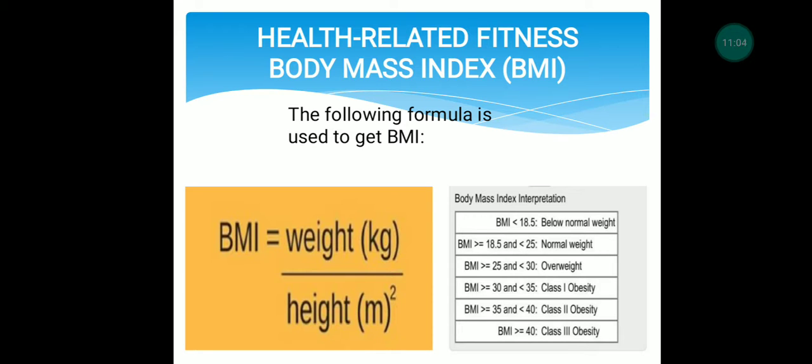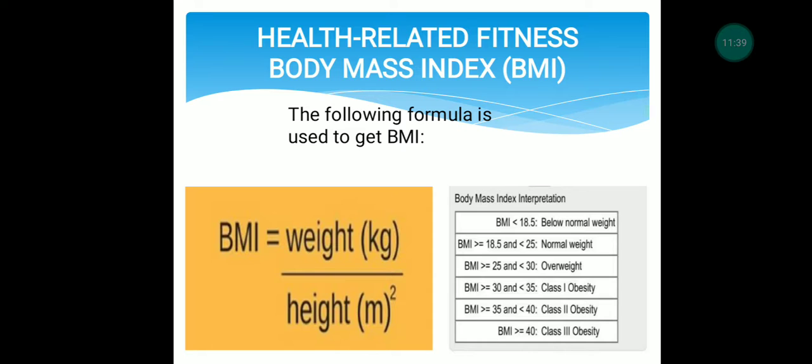And also, when your BMI is greater than 30 and less than 35, that is class 1 obesity. When your BMI is greater than 35 and less than 40, that's already class 2 obesity. And lastly, when your BMI is greater than 40, you belong to class 3 obesity. So those are the interpretations or implications of your BMI.